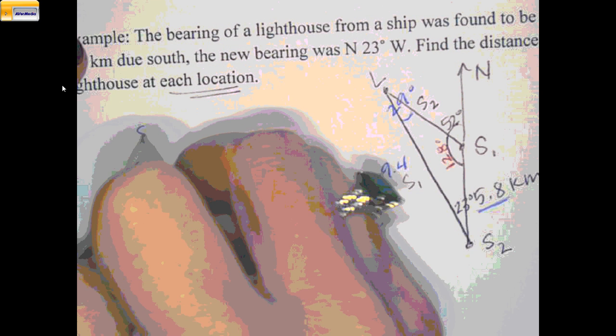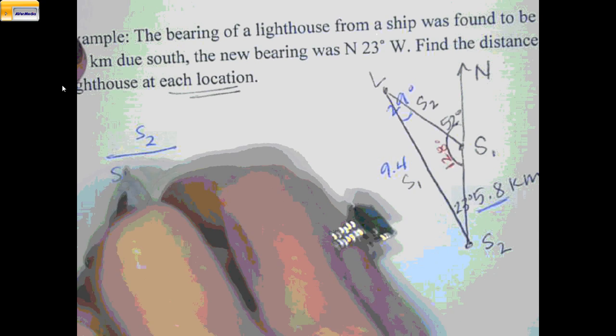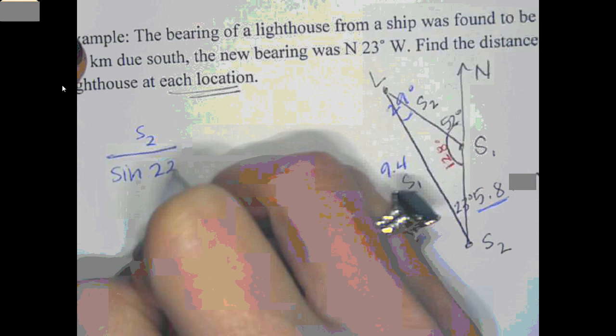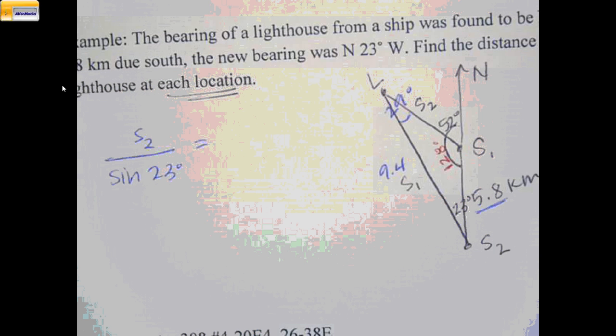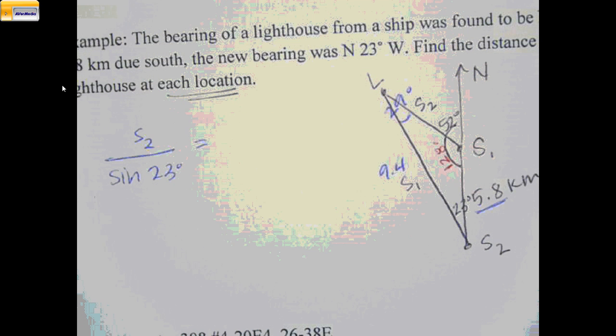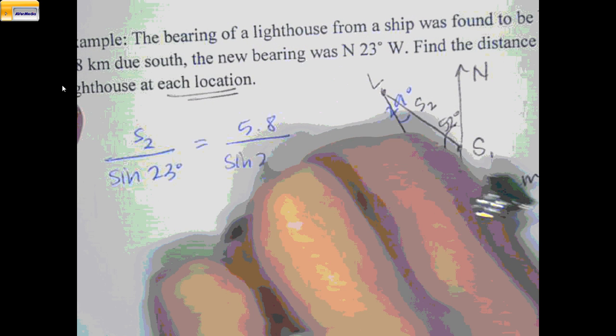We still need S sub 2, so we do law of sines again. So we have S sub 2 over sine of corresponding angle, which is 23 degrees, equals, I'm going to stick with 5.8 over 29, because did you have to round the 9.4, Ashley? Yes, she did. So I'm going to stick with what we know. And I strongly suggest you guys do the same.